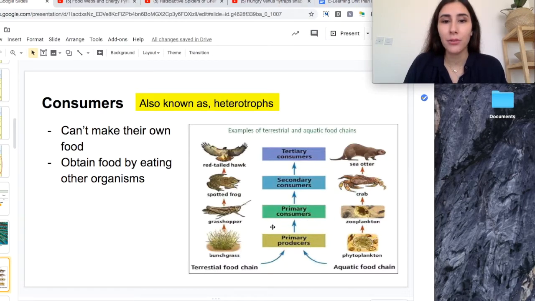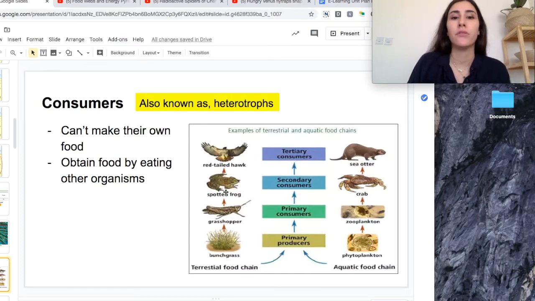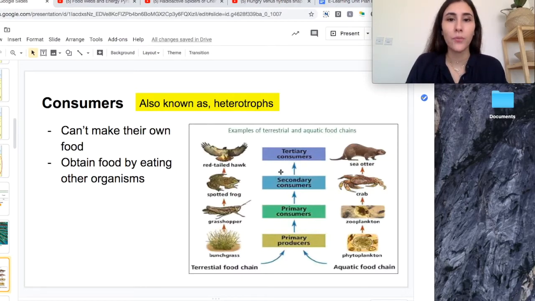So for example, here we have a grasshopper, okay, which is a primary consumer, and it's considered a primary consumer because it feeds on grass, okay? So it consumed the grass, and since the grass is a producer, then the grasshopper is considered a primary consumer. The frog, which feeds on the grasshopper, is considered a secondary consumer, while the hawk, which feeds on the frog, is considered a tertiary consumer. So it kind of goes into that order, but whatever organism feeds on a producer is considered a primary consumer, okay?